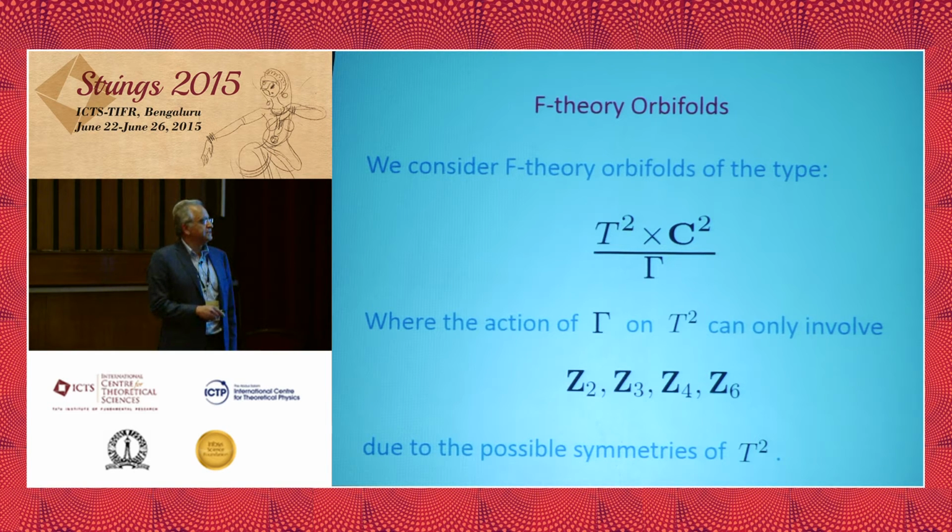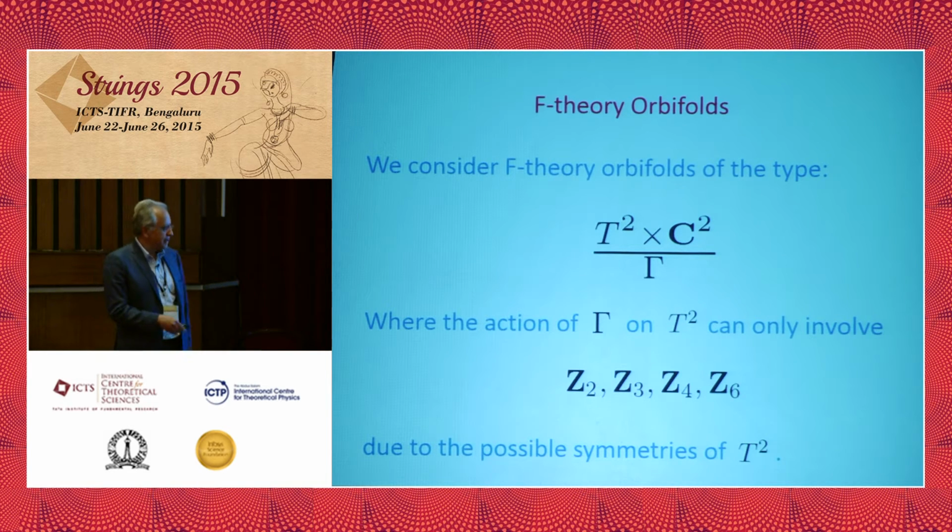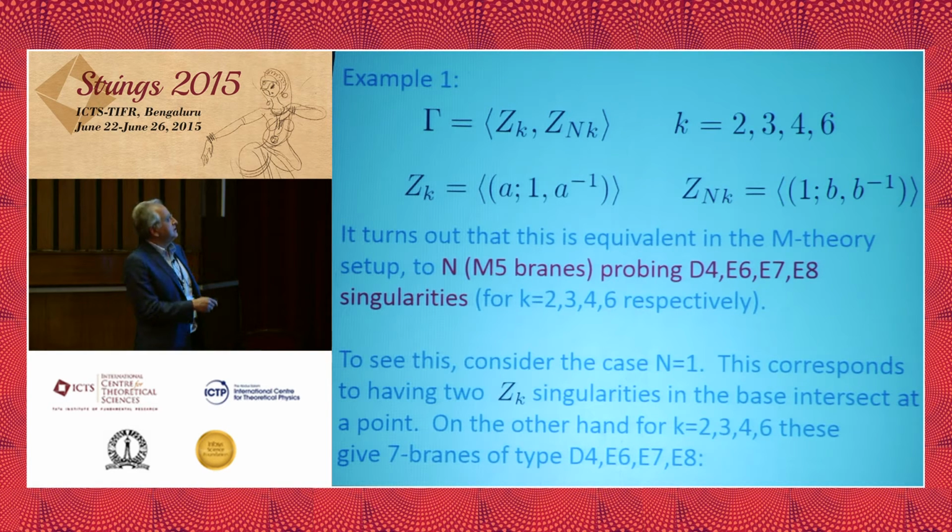Of course, if gamma is a symmetry, the T2 part of it can only be very specific: Z2, Z3, Z4, or Z6. You cannot get an arbitrary one, depending on what shape of T2 you choose. So let's take a simple example. You take a group generated by Zk and Znk, where I'm denoting the first factor as how it's acting on T2, and the other two as how it's acting on C2.